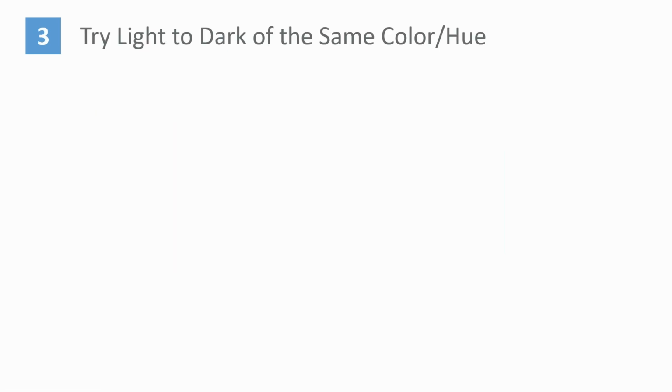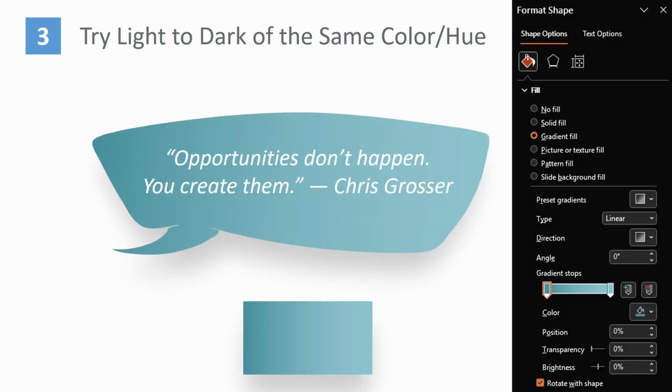Number 3, try light to dark of the same color or hue. This is an example you saw earlier where on the left hand side we have a darker shade of this teal, and on the right hand side we have a lighter shade of the same color. Using this technique is simple for us because we are using essentially just one color. It also looks elegant and it always works. So use this to create depth without being distracting.